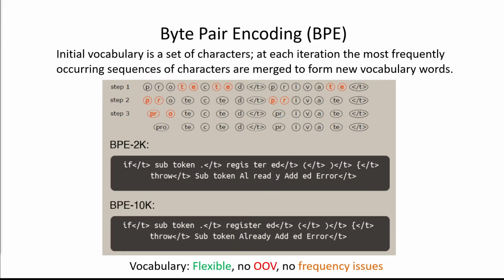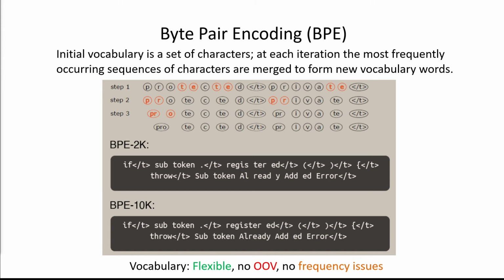So what is BPE, or byte pair encoding? Imagine that we start with an initial vocabulary of a set of characters, so each character is a different entry in the vocabulary, and then at each iteration we merge the most frequently occurring sequences of characters. So we basically find the 2 most frequent pairs, merge them, and insert that into the vocabulary. I'm showing you an example where we have the sequence of characters "protected private". This is basically how the algorithm will work here. Next are 2 examples using BPE with a vocabulary of 2000 and a vocabulary of 10,000 on real code, showing how that would be split into subtokens.